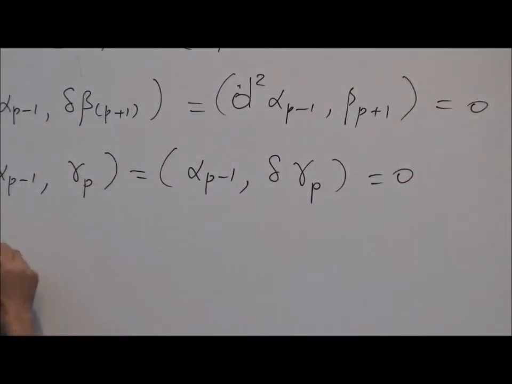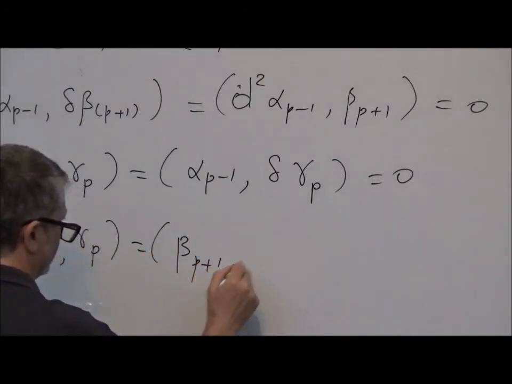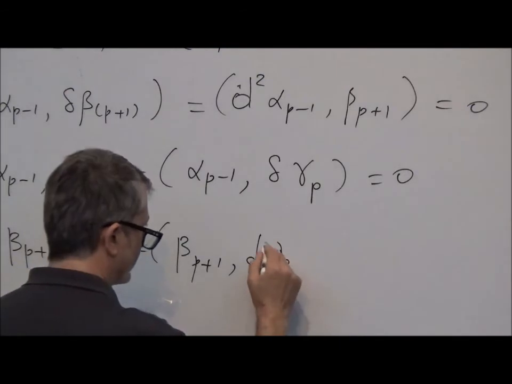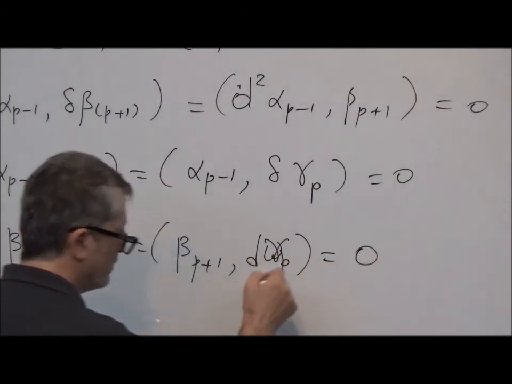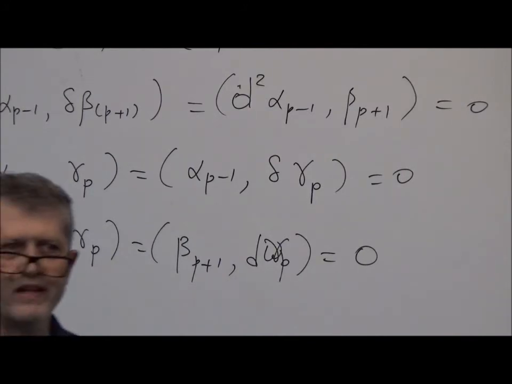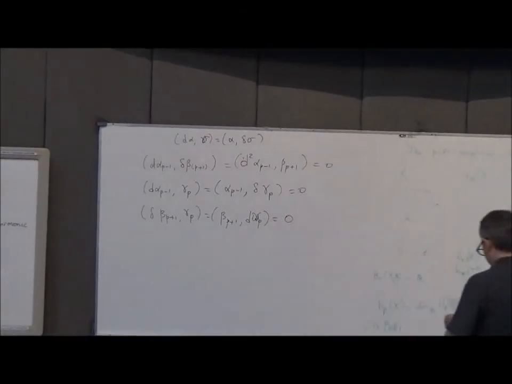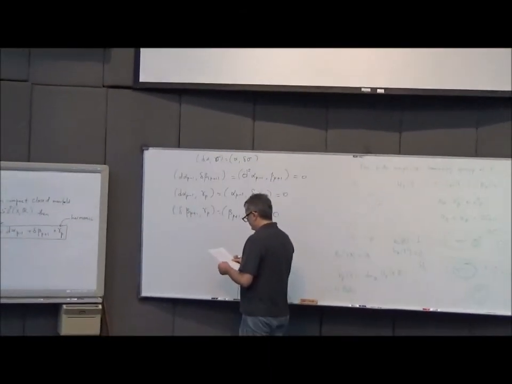Sorry, gamma p. And this is 0 because we said that d is 0. So we've just shown that the part of the decomposition which was interesting for us is that it is an orthogonal decomposition with respect to the Riemannian metric. Okay.